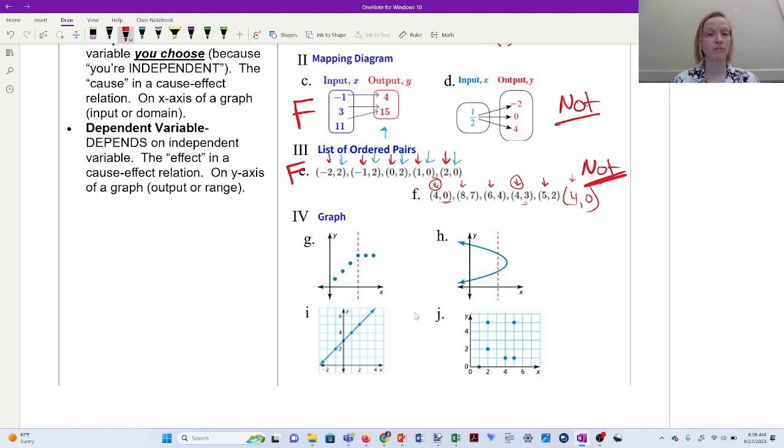Basically, your vertical line, if the relation is a function, should never pass through the graph more than once. And no matter where I slide this vertical line on this example, the vertical line never passes through the graph more than once. So G is a function. On the other hand, if I look at H here, my vertical line passes through the graph here and here. Passes through the graph more than once, therefore this graph H is not a function.